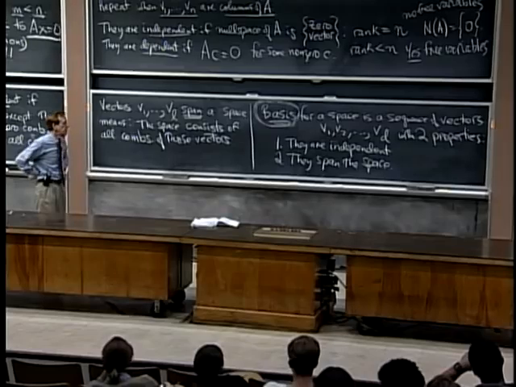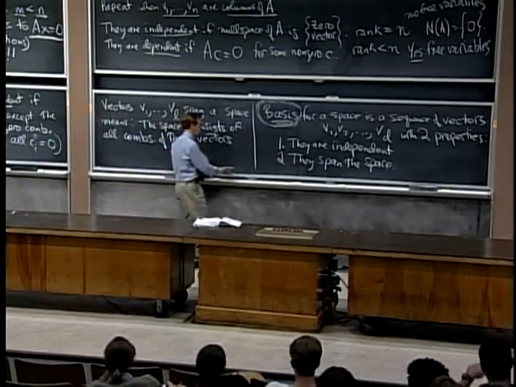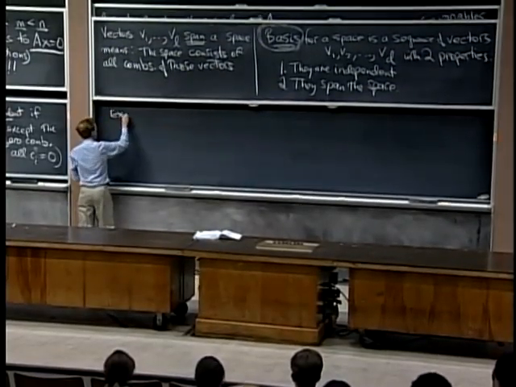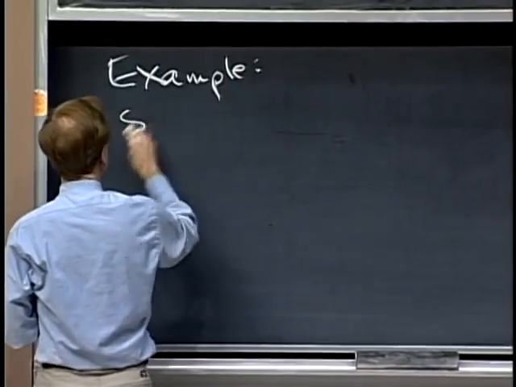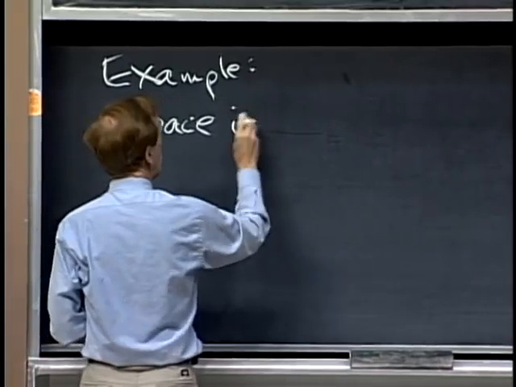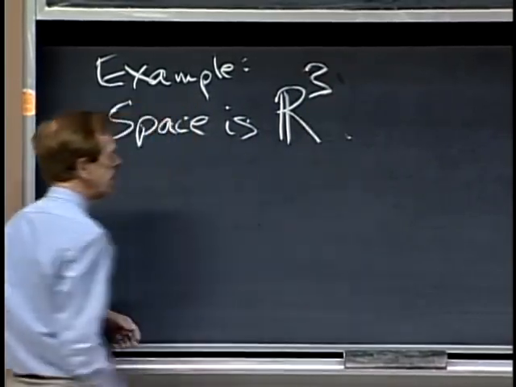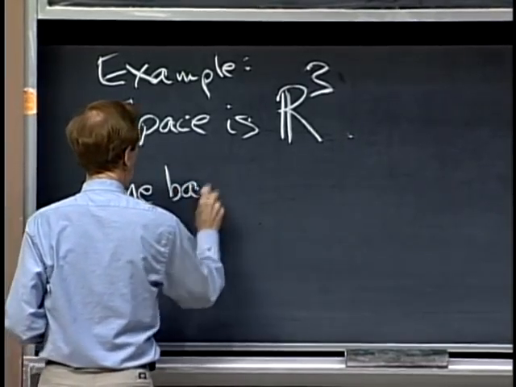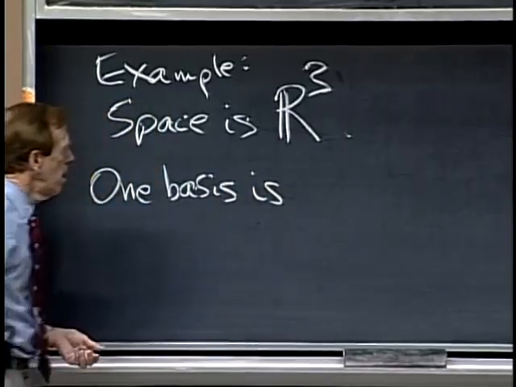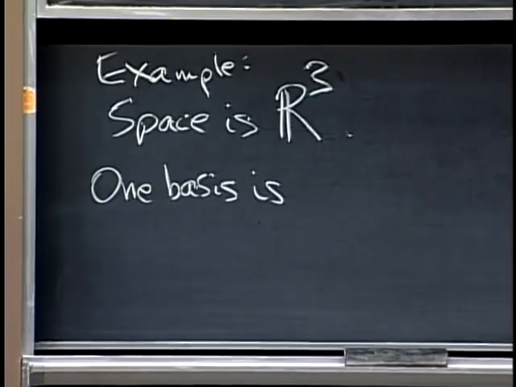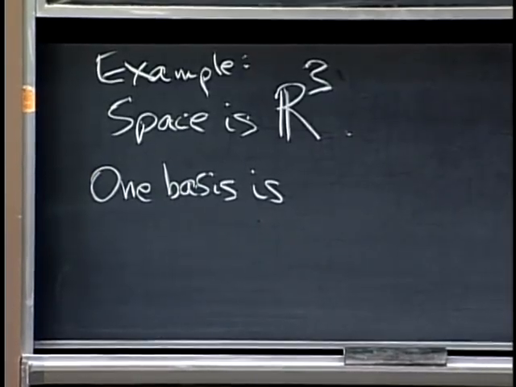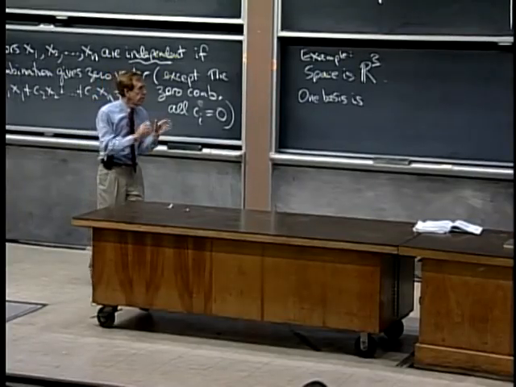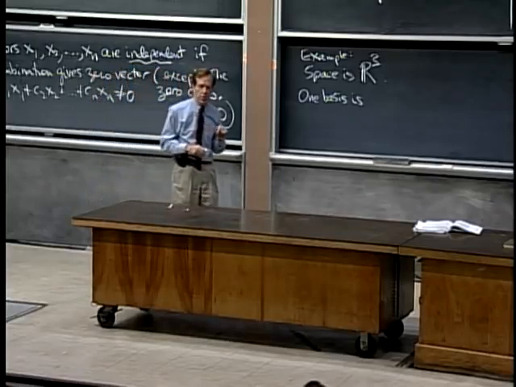Okay, examples. Examples of a basis. Let me start with, say, the space R3, real three-dimensional space. Give me one basis. I want some vectors, because if I ask you for a basis, I'm asking you for a little list of vectors, and it should be just right. So what would be a basis for three-dimensional space?